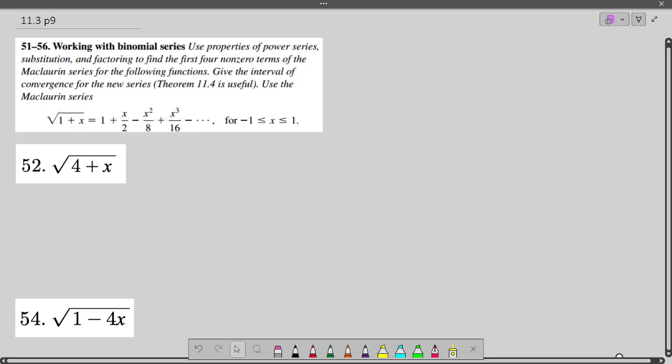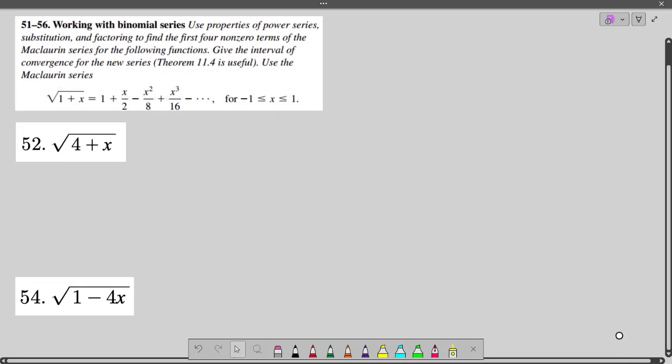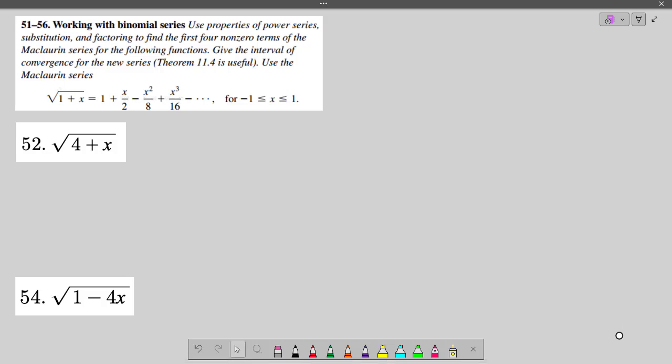So, here's a binomial series expansion for that function. There's this interval of convergence. And this question is saying, use this Maclaurin series. Maclaurin means it's centered at 0. So use the properties of power series, substituting, factoring to find the first 4 non-zero terms of the Maclaurin series. So we want to find a series, so we should have a plus dot dot dot, but we only need 4 non-zero terms. And we want it centered at 0.